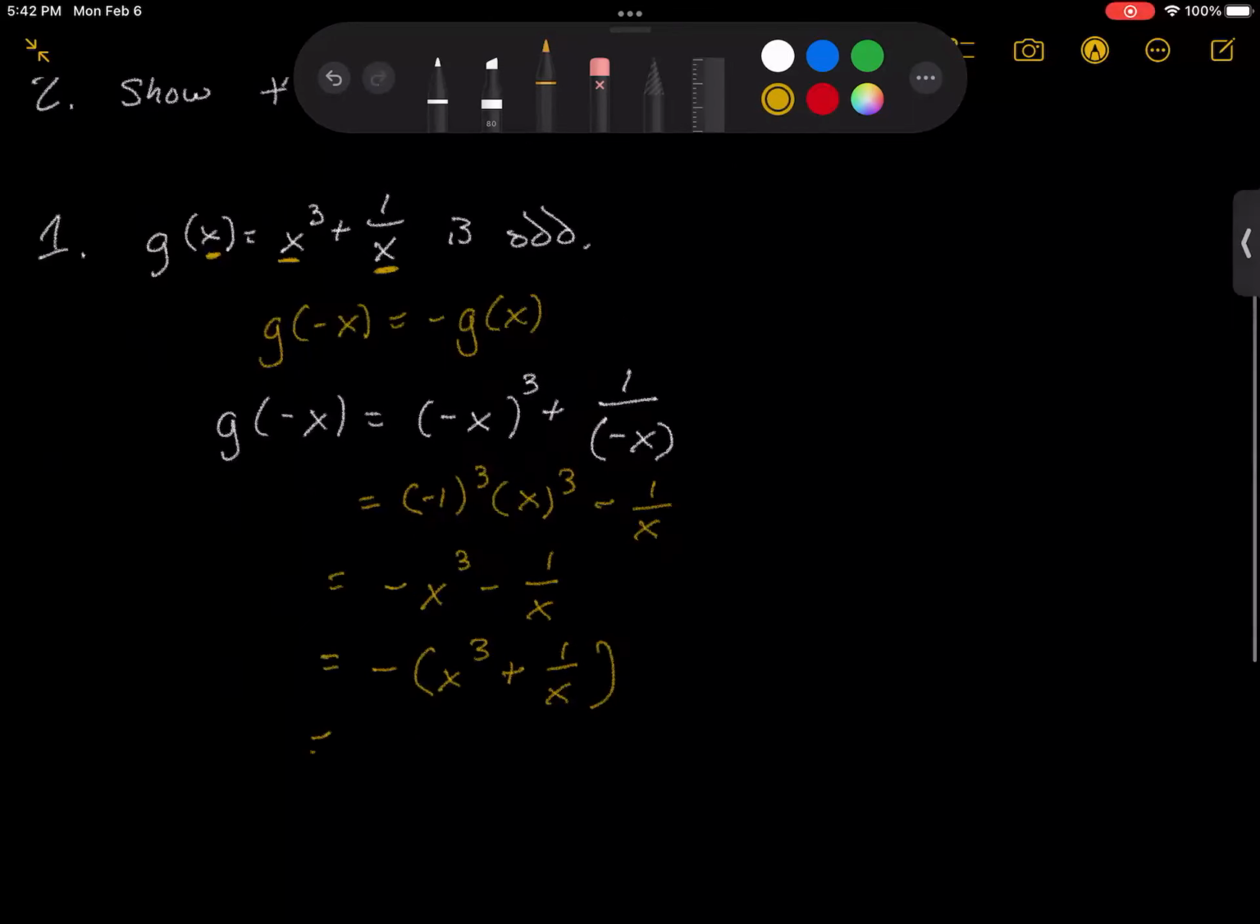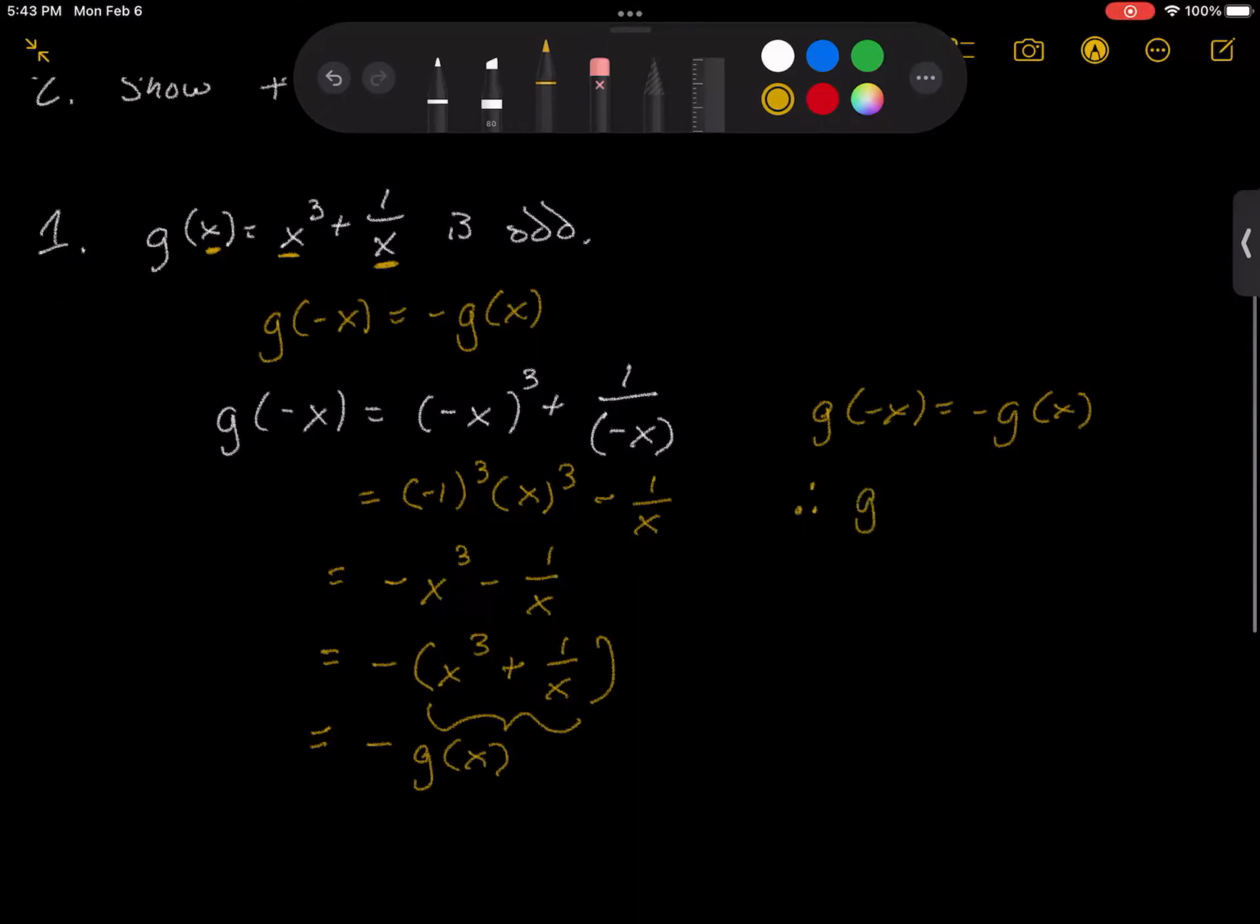But this is exactly what we wanted to show, right? This is minus, and then what's in this parentheses? That's my original g of x function. So we've shown that g of minus x is equal to minus g of x, which is the definition of oddness. Therefore, g is an odd function. And notice that we didn't have to specify what x was. This is going to be true for all x values that are inside the domain of g.